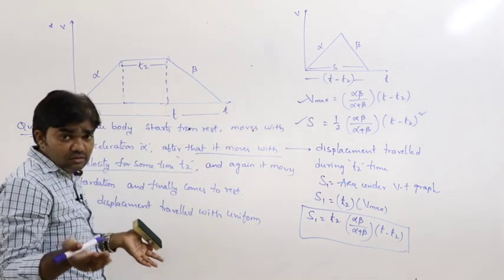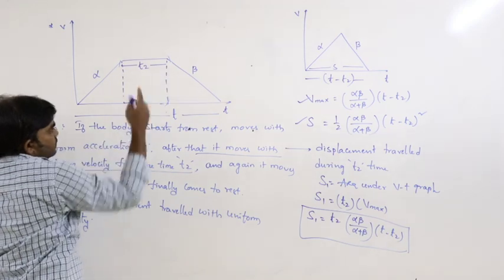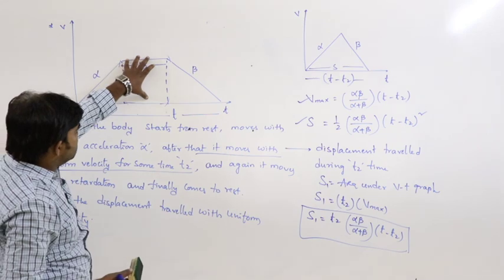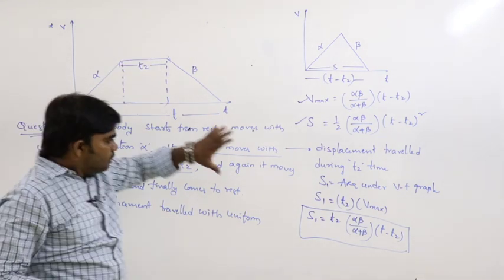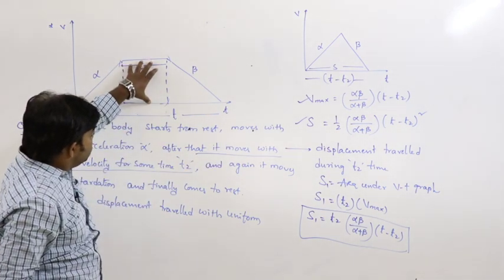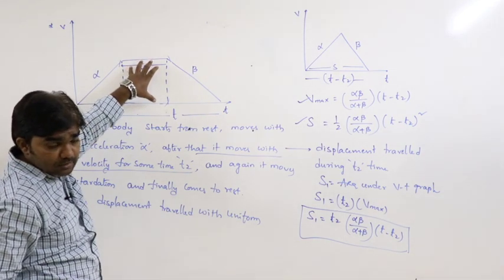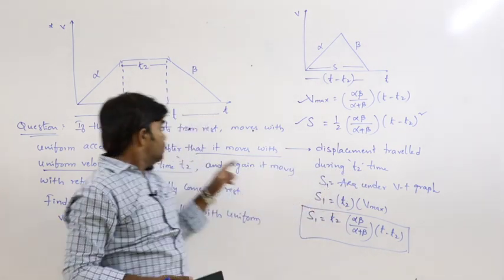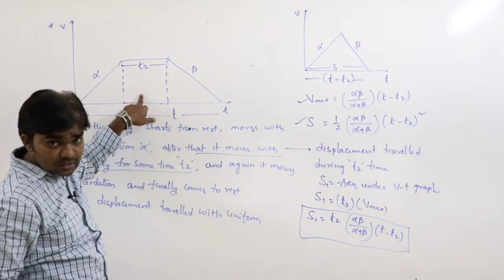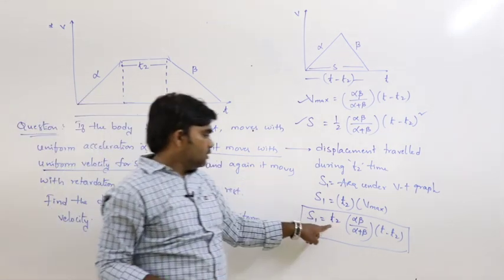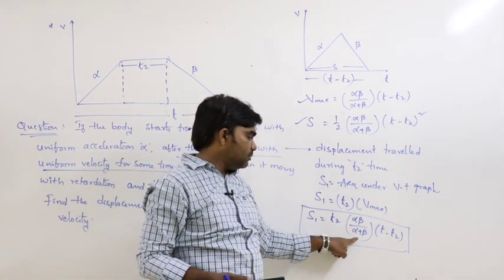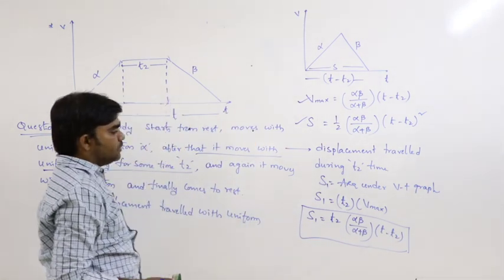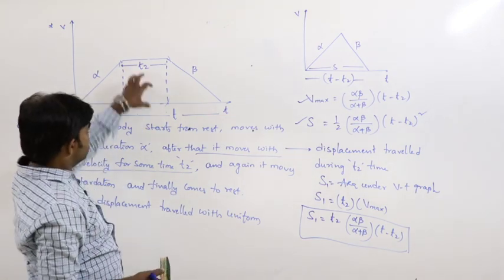Now what is the extra thing? Uniform velocity. Uniform velocity means there is no change in acceleration. That's why here the shape of the graph is like this. Now we have to calculate the displacement during this time. Displacement equals area under the graph. Area means base into height. What is the base for this? T2. Height is V maximum. T2 into V maximum is alpha beta by alpha plus beta into T minus T2. So that is the displacement during this time.